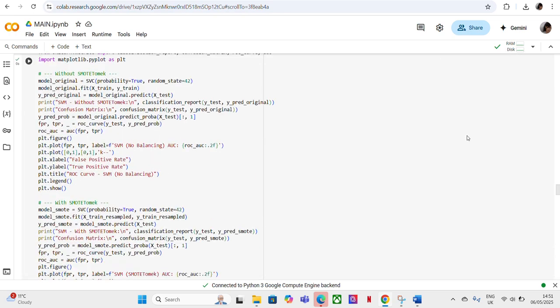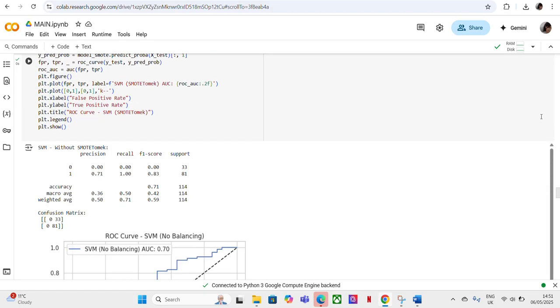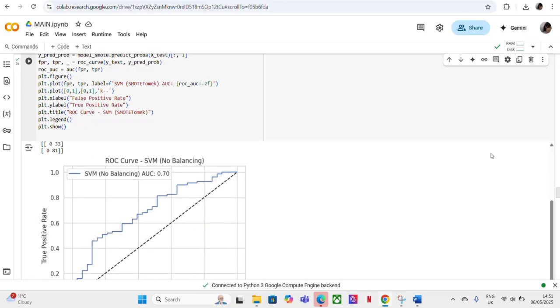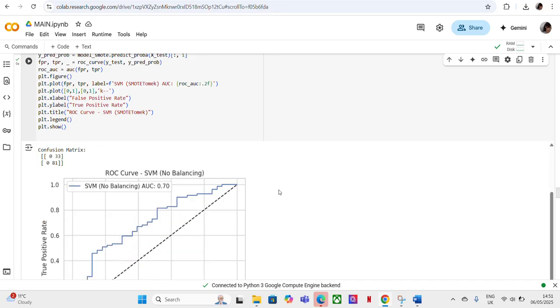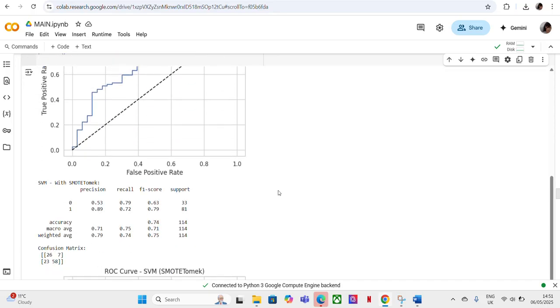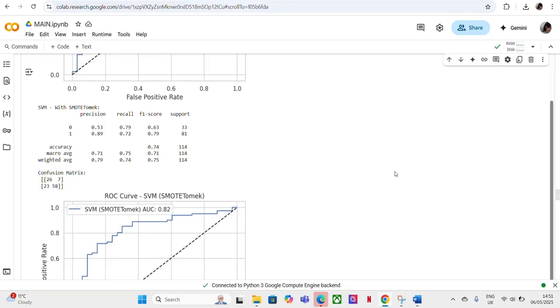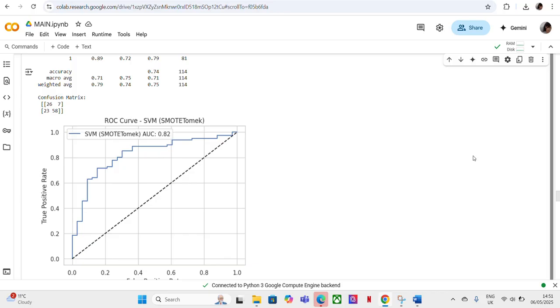Then next is SVM. SVM without SMOTE, the accuracy is 71%, with 0 class 0 predictions. So we can say it is heavily biased towards class 1, because there are no correctly predicted class 0 samples. After applying SMOTE, accuracy increased to 74%, and 26 out of 33 class 0 were predicted correctly. So it becomes more balanced, but still a little bit favored to class 1.